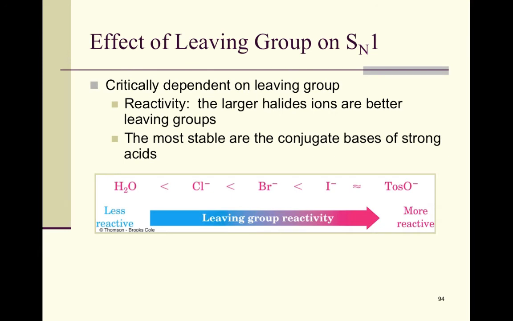So to form a carbocation, we have to have a leaving group. So the effect of the leaving group on an SN1 reaction, we want a great leaving group. We want that leaving group to get out of there so the carbocation can form. That's in that slow rate determining step. And then the fast step, the nucleophile comes on in. So let's look at this. The rate of reaction is critically dependent on the leaving group. The larger halide ions are better leaving groups. The most stable are conjugate bases of strong acids. So we see the halogens increasing in size, better leaving group, and tosylate is the best.